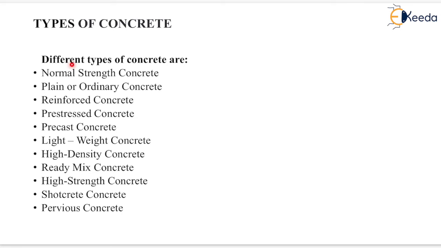Now the different types of concretes are normal strength concrete, plain or ordinary concrete, reinforced concrete, pre-stressed concrete, precast concrete, lightweight concrete, high density concrete, ready mix concrete, high strength concrete, shotcrete and pervious concrete.